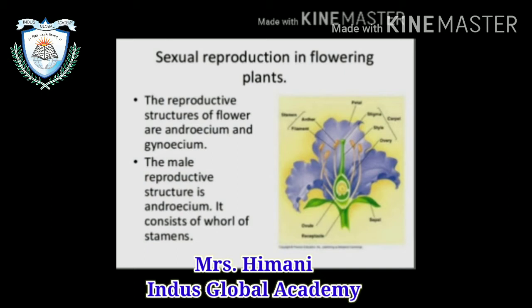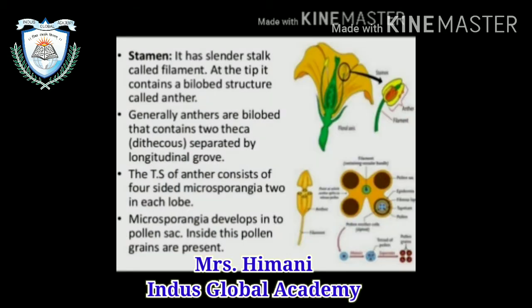The reproductive structures of the flower are androecium and the gynoecium. The male reproductive structure is androecium. It consists of the whorl of stamens. After that, the stamen has a slender stalk called filament. At the tip of it is a bilobed structure called anther.